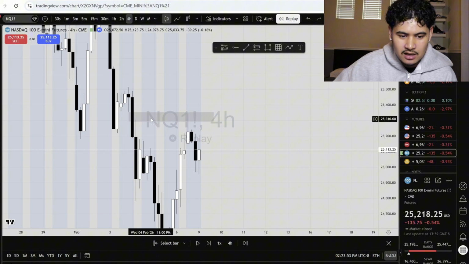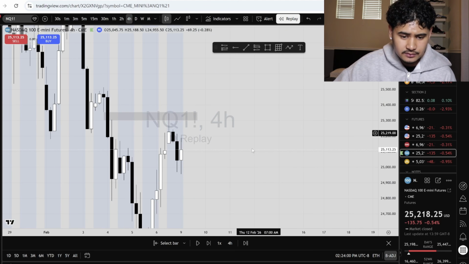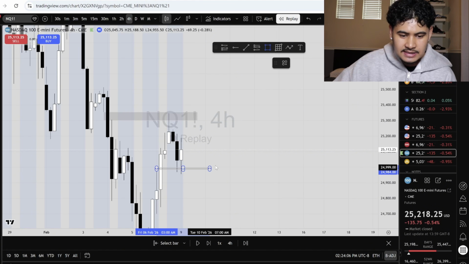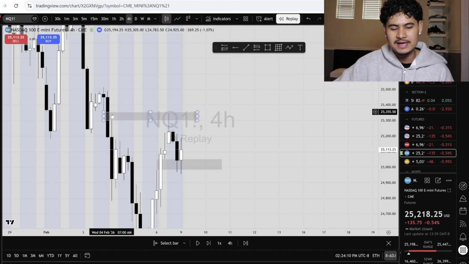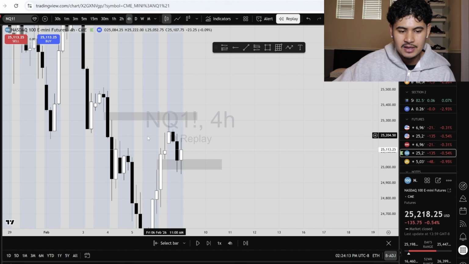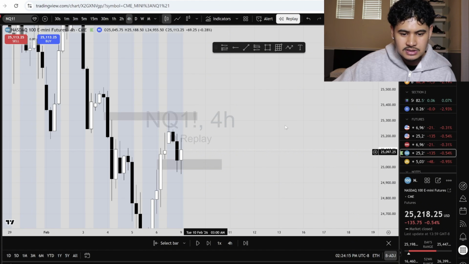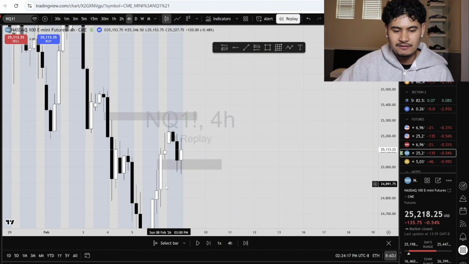Price is reacting off of this fair value gap right here, from this area right here. So knowing that, we're displacing downwards. Where is it displacing to? It's displacing into this 4-hour fair value gap. This fair value gap right here is a bearish fair value gap because it came from bearish candles. This right here is a bullish fair value gap.